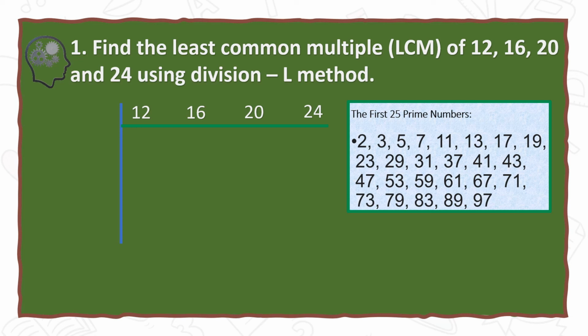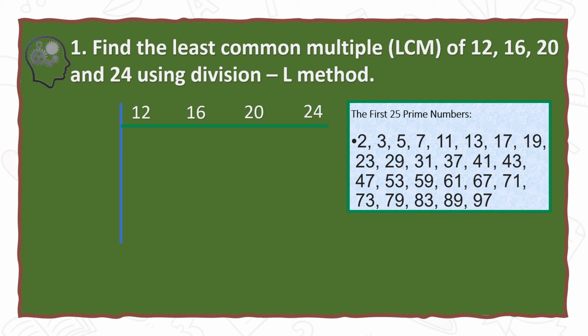Can we divide all of them, 12, 16, 20, and 24, by a prime number 2? How about 3? How about if not all of them are divisible by any prime number in the box? What are you going to do? Of course, you can search the internet for other prime numbers greater than 97.